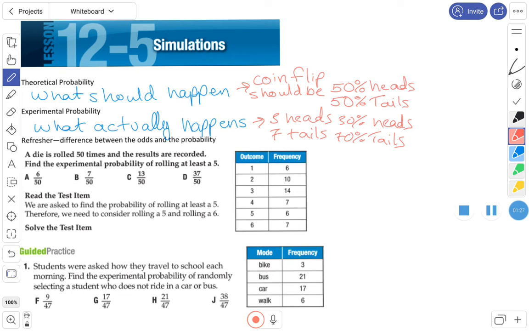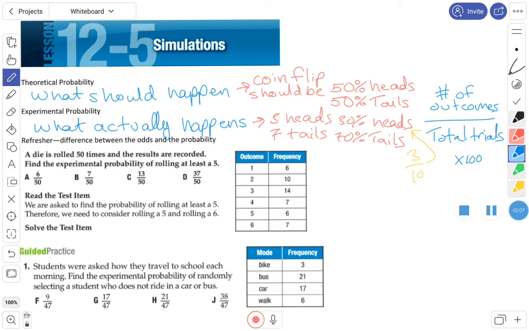When we try to figure out what the probability is, you're going to do the number of outcomes that you're looking for divided by total trials. Okay, so for the heads, that would have been 3/10. And then you're going to take that number times 100 to turn it into a percent.